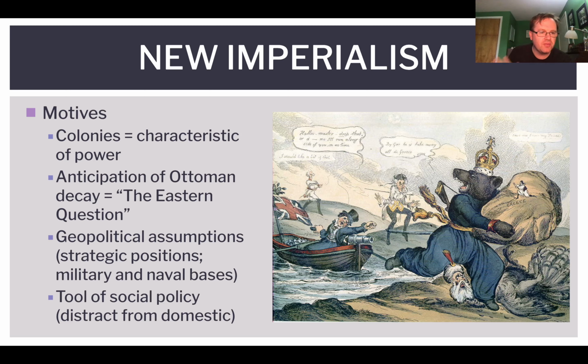If you ever hear a term, the Eastern Question, by the way, in this era of imperialism, it means like the concern that the Ottoman Empire is falling apart and what are we going to do with all these areas that they control? Also sort of a new imperialistic idea and something that will come up after World War One.